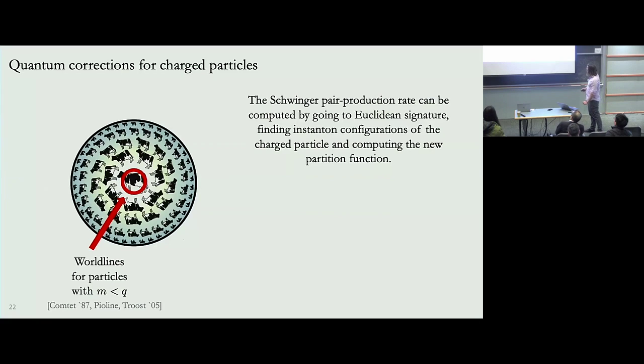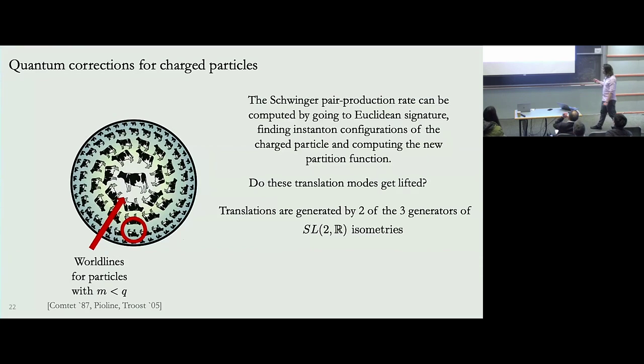Good. But this circle, since AdS2 is homogeneous, doesn't have a preferred location. So that's where the volume factor came in, right? We have to integrate over all the possible positions of this circle, and that's a zero mode of this instanton configuration. So the question is, do these translational modes get lifted? And one way to understand these translational modes is that the SL(2,R) isometry of this space-time gets broken by the fact that we insert this circle. So namely, two of the transformations of SL(2,R), two of the three generators, get broken because we have a preferred location where we put this instanton.